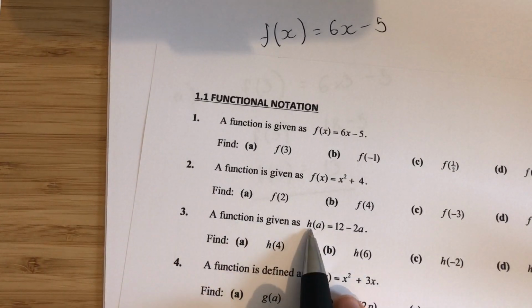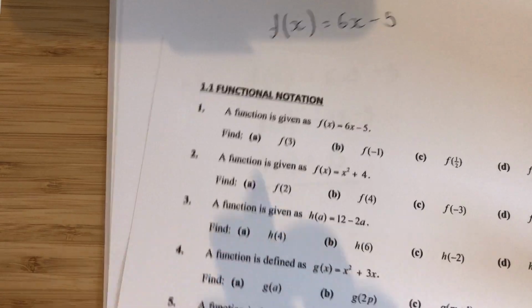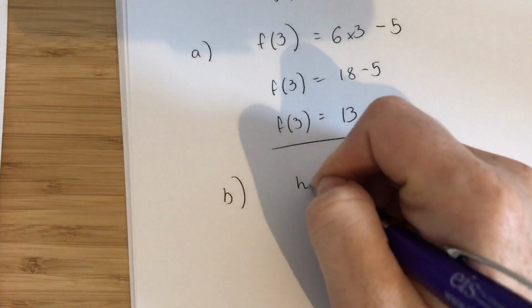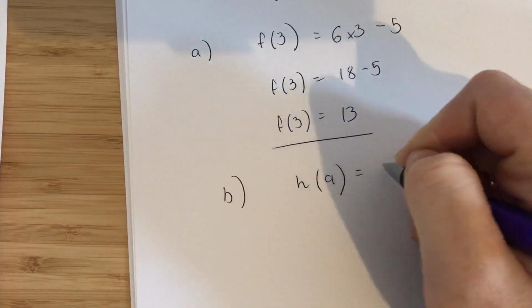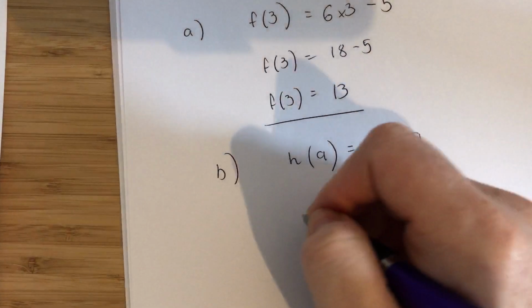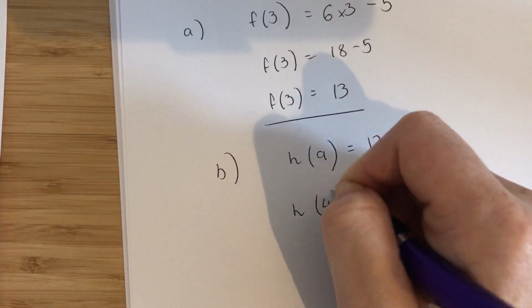So how else could that come? It doesn't always come with f, it could be h of a. Let's look at this one. So the function is given h of a equals 12 minus 2a. And we've been asked to find h of 4.